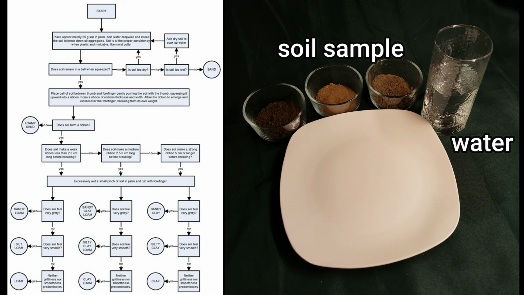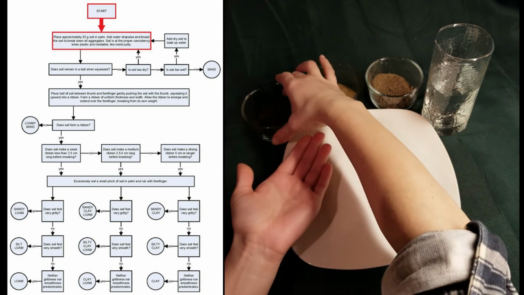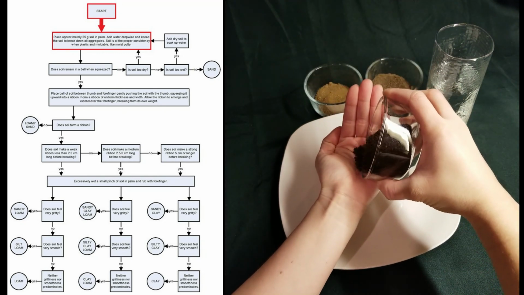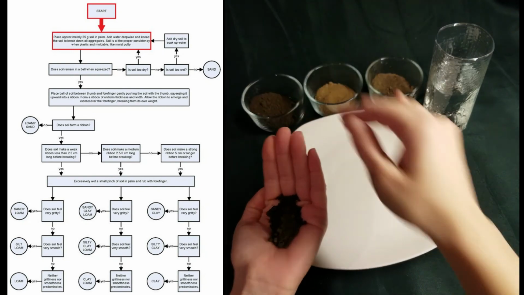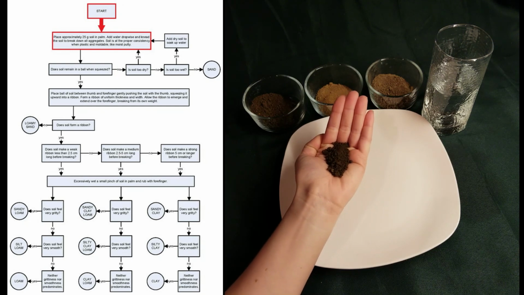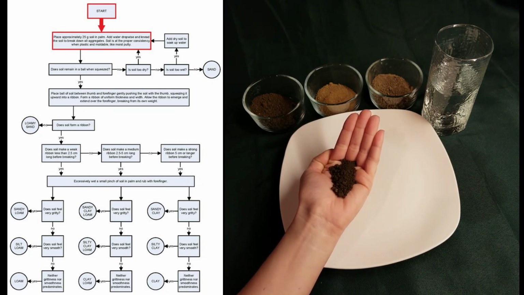You will also want to do this outside, or at least have something like a plate, because it can get a little messy. So first, we're going to follow this chart, and we're going to place 25 grams of soil in your palm. I would suggest using your non-dominant hand so that you can keep one hand clean. Now you are going to wet the soil and knead it until the consistency is like a moist putty. You want to break up all the aggregates in the soil, or chunks of soil.